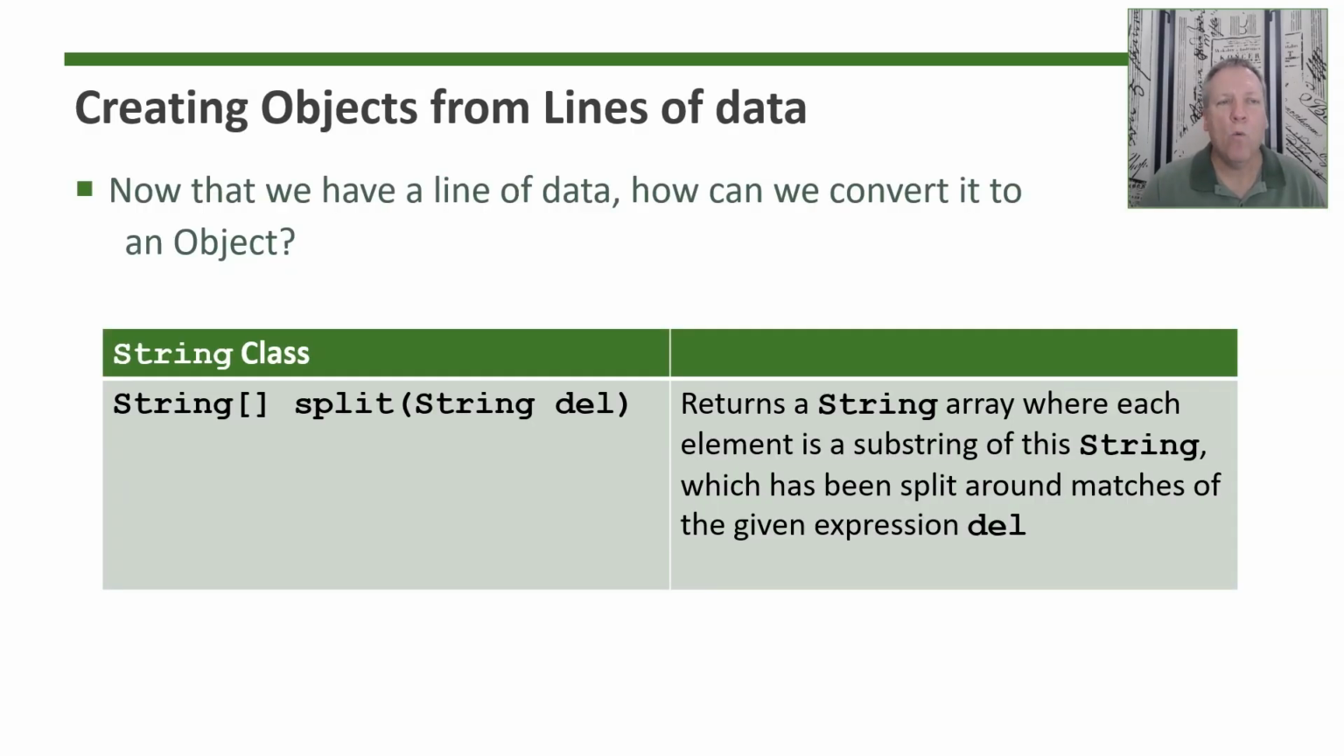But now, how can I create those college objects, right? I have a line of data, but now that we have that line of data, can we convert it into an object itself? How do we do that? Well, go back to the Java quick reference. You have a method on there called the split method in the string class.